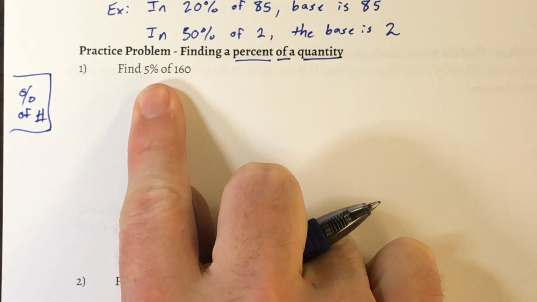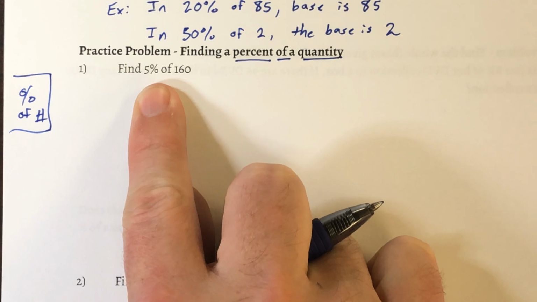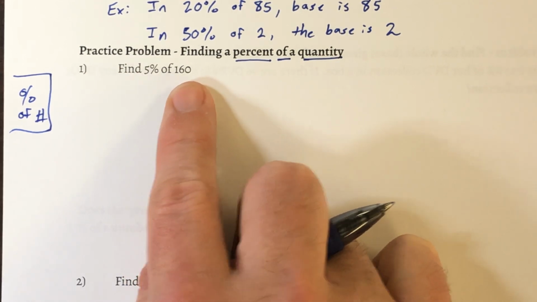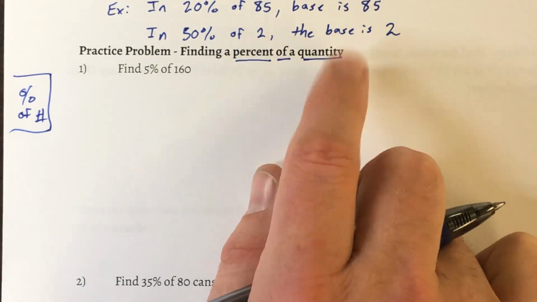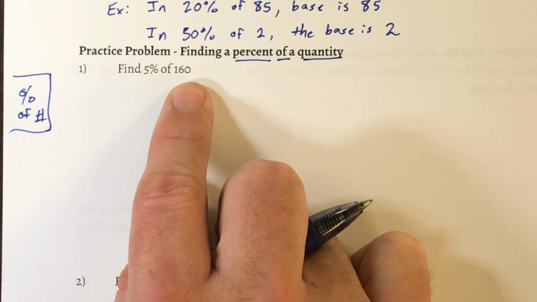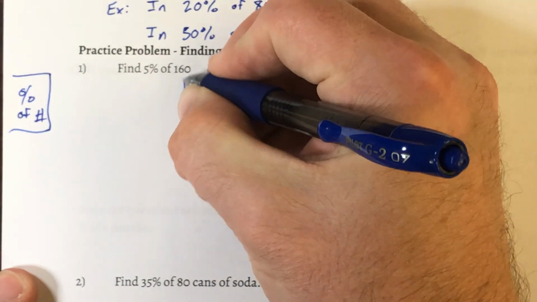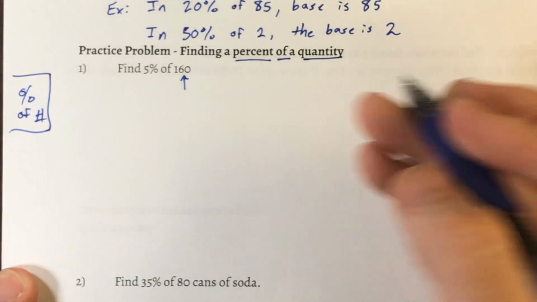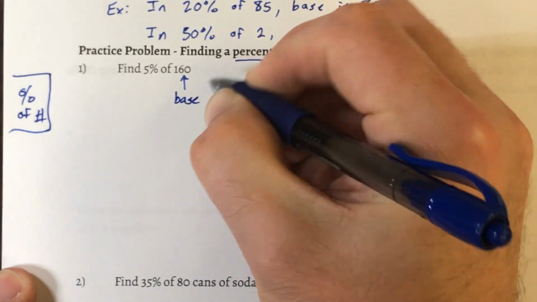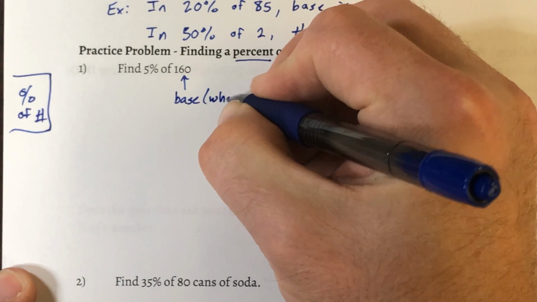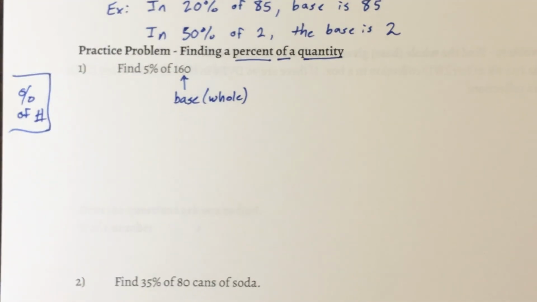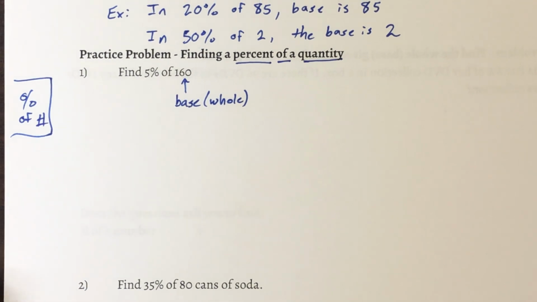All right, example 1. We're going to find 5% of 160. You can't get any more clear on what type of problem this is. It's a percent of a number because it literally says 5% of 160. So, one thing to note, 160 is going to be our base. So 160 represents the whole amount, everything, all of it, the original grand total. All right, we're going to do this two different ways.